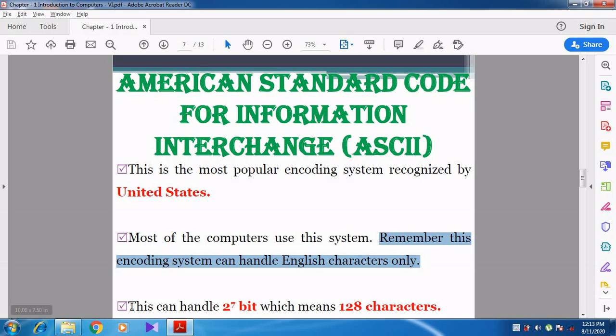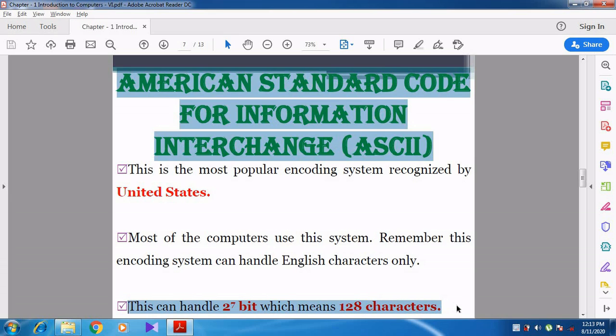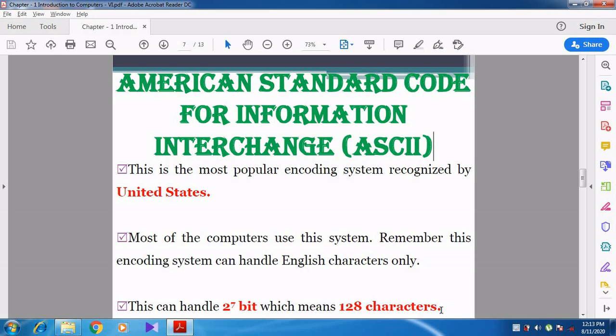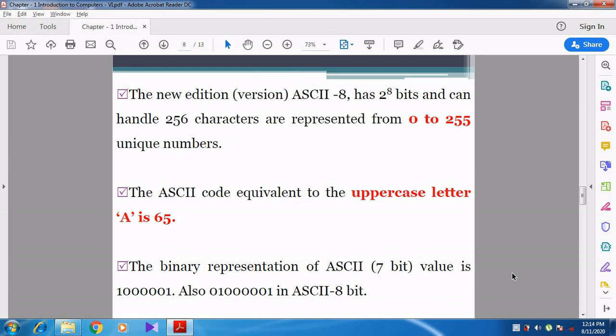So this can handle 2 power 7. 2 power 7 means it represents 128 characters. It can handle only 128 characters. So this is 7-bit representation. But later there is a representation called 8-bit. So 8-bit representation was implemented.